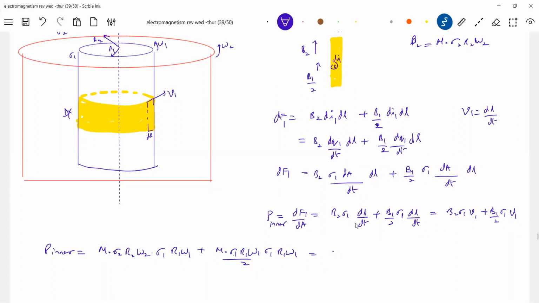I think, okay, there's the answer. If we want, we can take out any terms outside, or sigma 1 V1 we could have taken outside. Mu naught sigma 1 R1 omega 1, I'll take outside. So this should be sigma 2 R2 omega 2 sigma 1 R1 omega 1 by 2. This is the magnetic pressure on the inner surface.